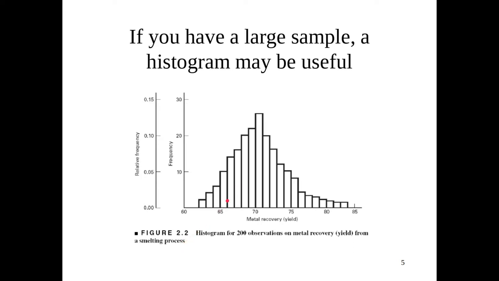Histograms are most useful when we have a large sample of data, like in this case. We have 200 observations, and you'll see on the x-axis we have the yield values, and on the y-axis we have frequency, or another scale, relative frequency. From a histogram you can look at things like the central tendency of the data and the spread of the data. Our sample is small, so a histogram may not be that useful for our problem.